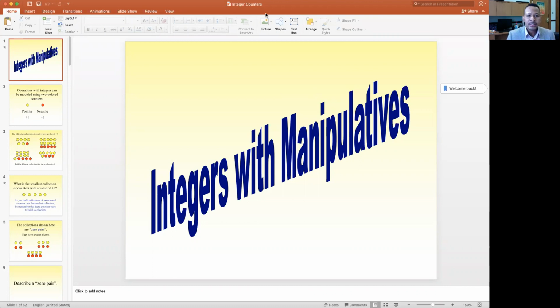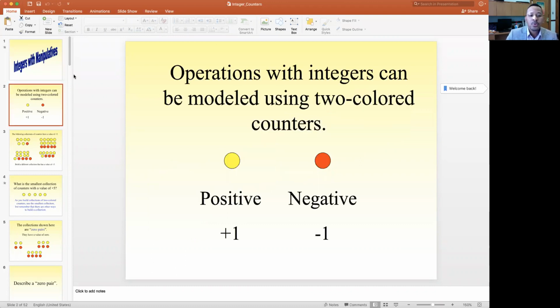Good morning, class, and today we are going to do a lesson on adding integers. We're going to do a different approach today where we're going to use colored counters to help us model the addends. So if you recall, an addend is a number that you add with another number. So we use the yellow counters to represent a positive one and the red counters to represent a negative one.